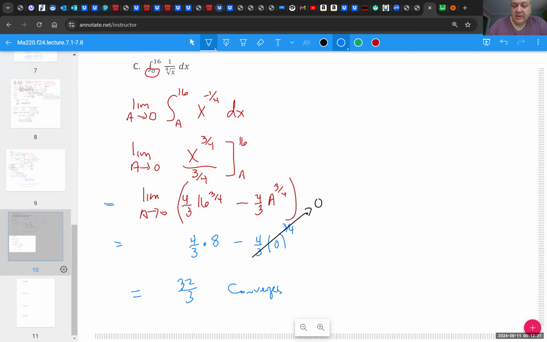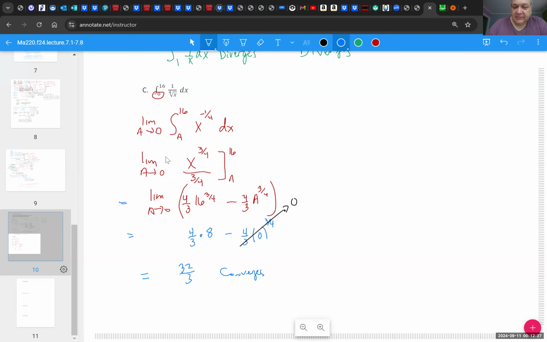So this improper integral, which went from 0 to 16, we used the limit, and we can show that it actually converges. The area is equal to 32/3. Okay, so let's see a few more examples before we call it for this section.